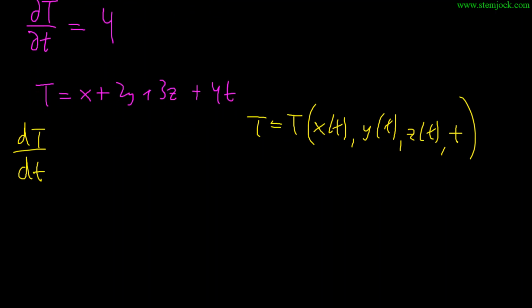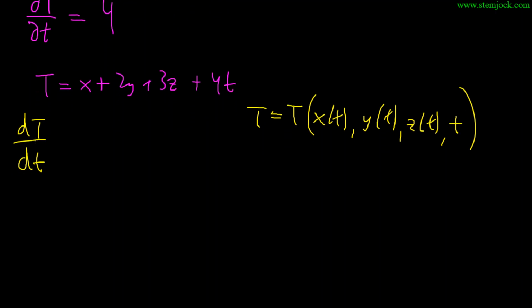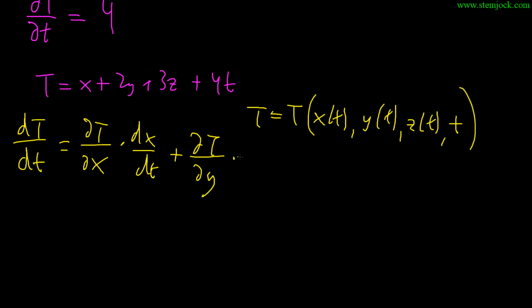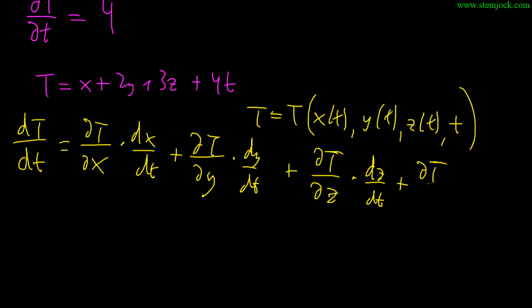So to write a formula for the total derivative of temperature with respect to time, we use the chain rule. So this is going to be partial derivative of capital T with respect to x times dx dt. And then we continue, partial derivative of T with respect to y times dy dt, plus partial derivative of temperature with respect to z times dz dt, and then plus partial derivative of temperature with respect to time times dt dt, and this is just 1.